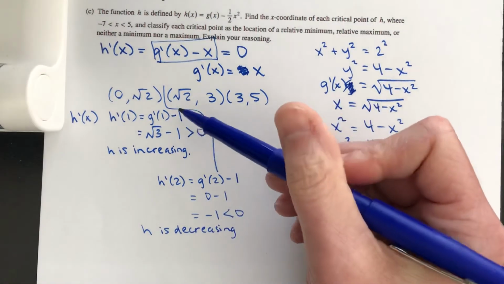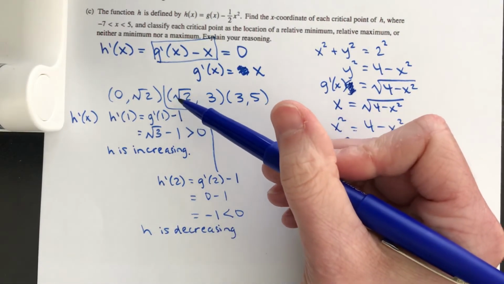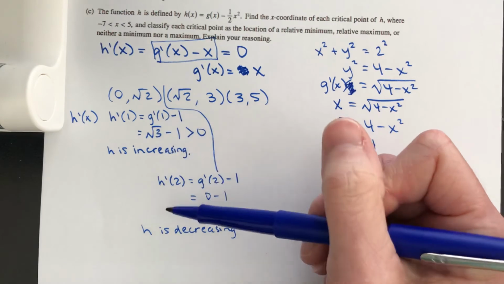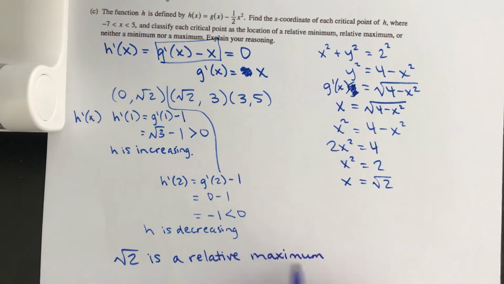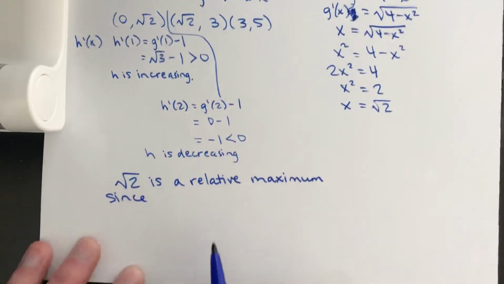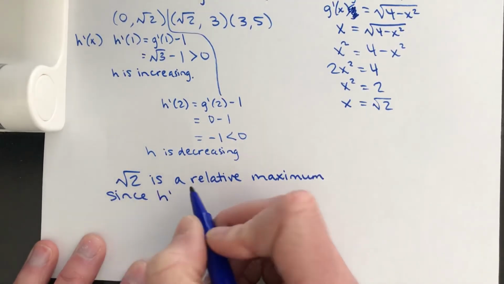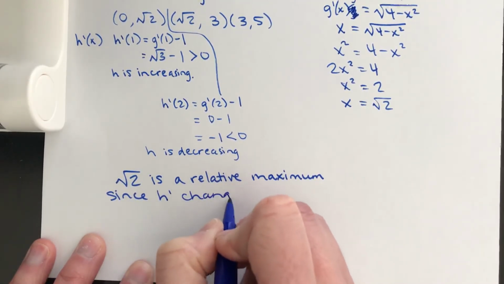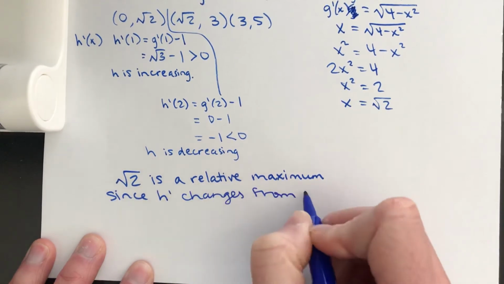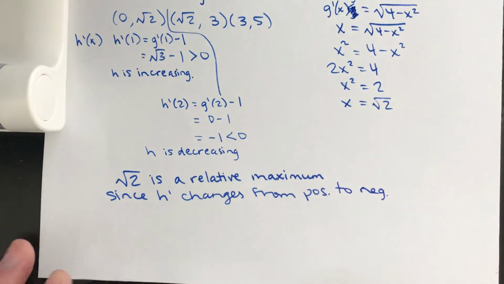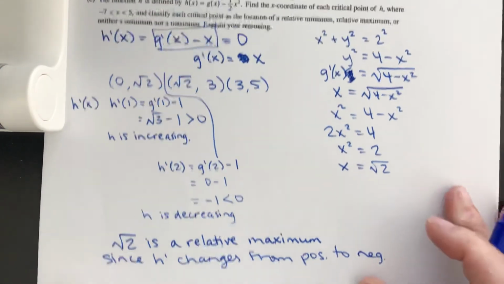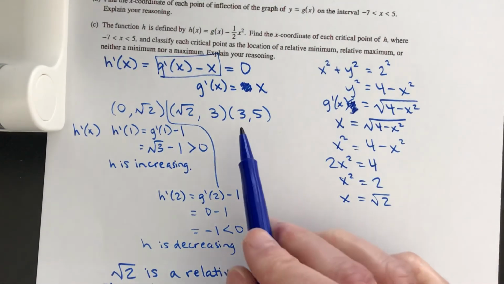Because at the square root of 2 my function changes from increasing to decreasing, the square root of 2 is a relative maximum, since h prime changes from positive to negative. Make sure you write out all the words, don't use abbreviations. And then I need to figure out what's going on after 3.